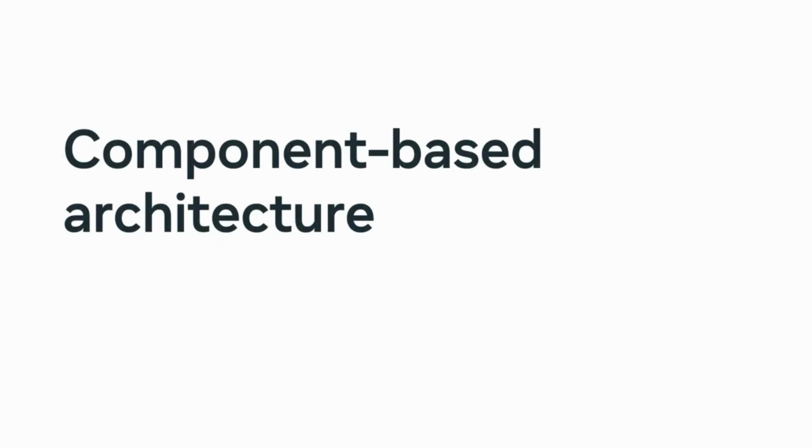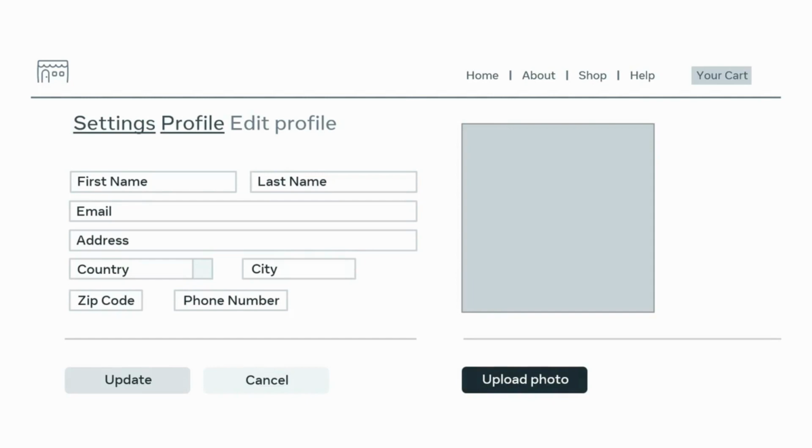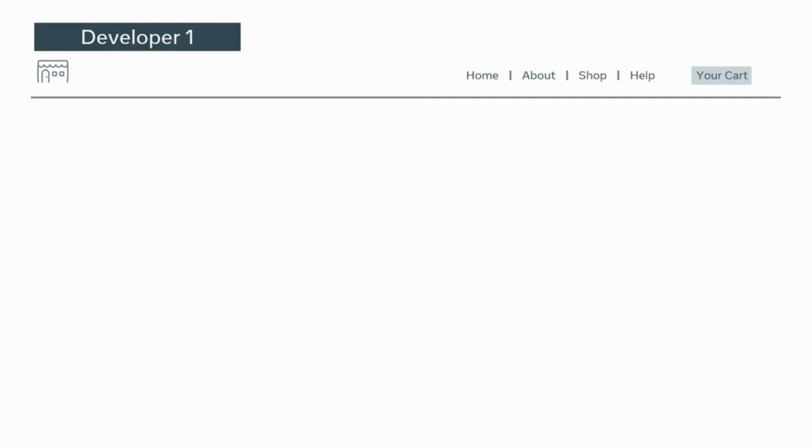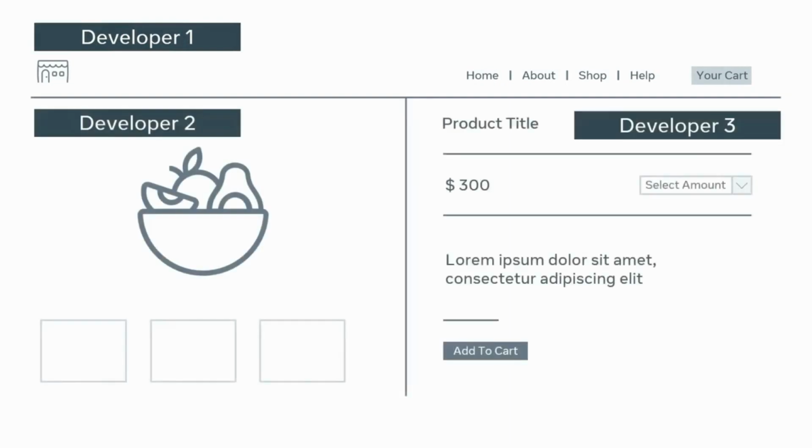When Meta released the React library, it included the concept of something called component-based architecture. This is essentially a design philosophy for building software based on reusable components of code. Each component consists of well-defined functionality that can be inserted into an application without requiring modification of other components. Because components are reusable, they can be used multiple times and easily inserted anywhere where needed. This results in components that can exist within the same space, yet interact independently from each other. One of the advantages of developing using components is that many developers can work on the same project without interfering with the code of other developers' components.